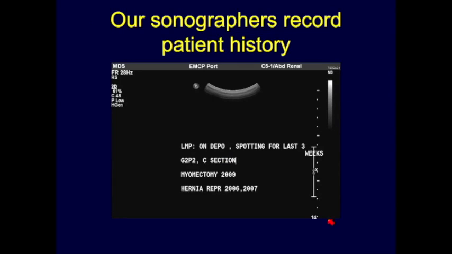So this is an example of the history that our sonographers take on our patients. We get all kinds of information: when their last menstrual period was, if they've had a C-section, any myomectomy, anything else. We even ask them what their favorite color is.